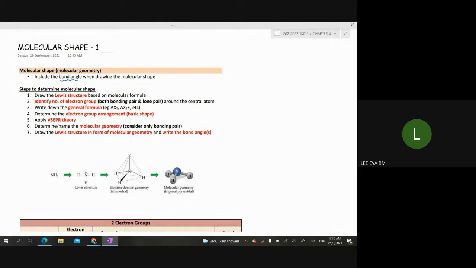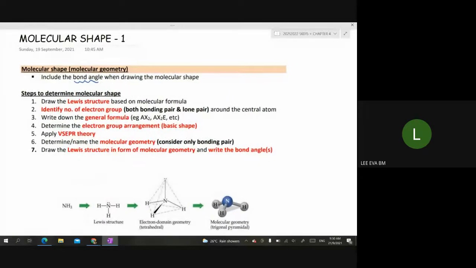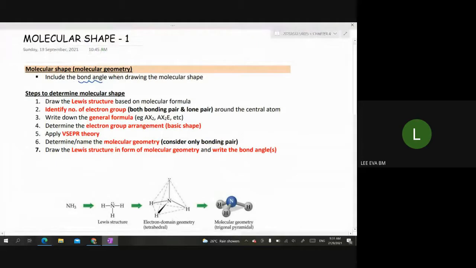Okay, so there are steps that you need to follow. First one, draw the Lewis structures based on the molecular formula given, and then identify the electron groups, including both bonding pair and lone pair. Lone electron, not very common. Lone pair and bonding pair around your central atom. Then you need to write down the general formula. How many surrounding atom, how many lone pair. So ingat tadi lone pair kita pakai simbol E. Surrounding atom kita pakai X. Tapi yang basic shape tadi semua kita anggap surrounding adalah X.